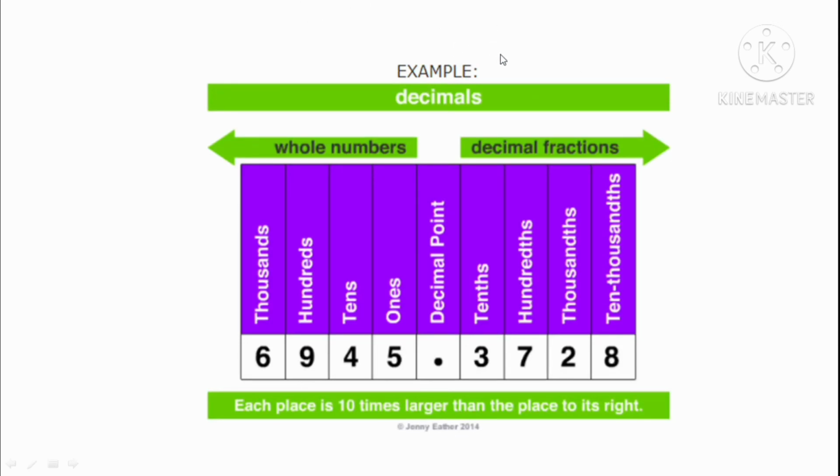So for these examples, which are written as decimal numbers, the left side here is a whole number and the right side here is a decimal fraction, where the 3 will be written as 3/10, which in base 10 is represented as 10 to the power of -1, right? Each place is 10 times larger than the place to its right.